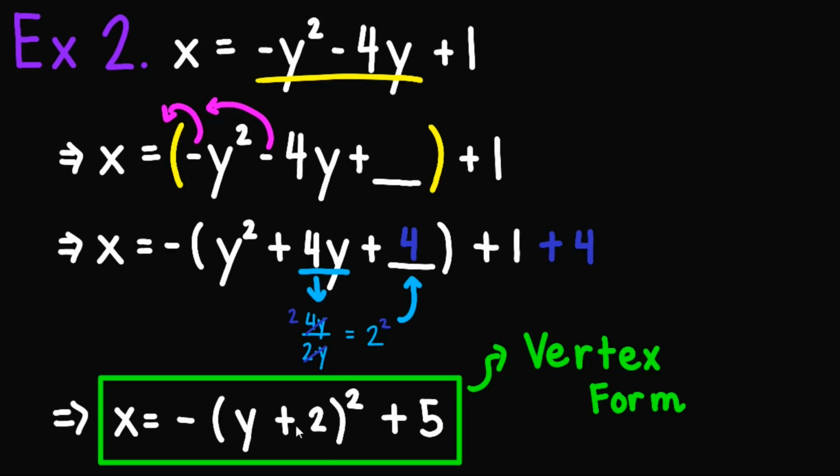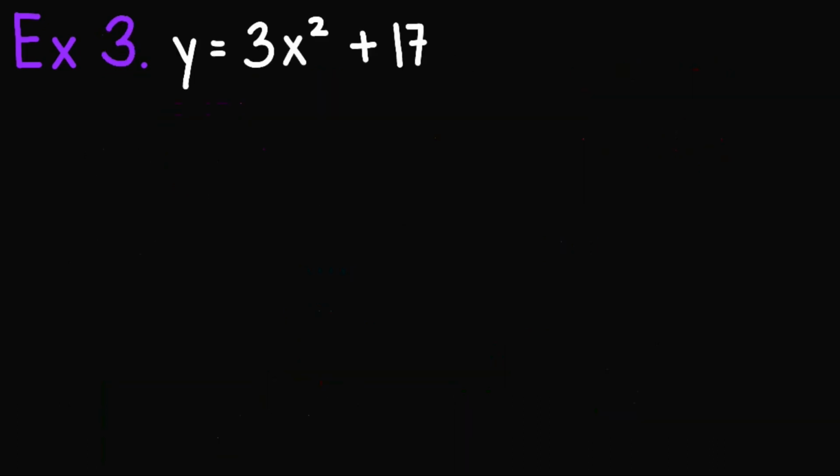Clearly, this one is of the form y equals a times x minus h squared plus k. And given this, we know that its vertex is given by, so we can write this as y minus negative 2. So we have negative 2 and 5. So that is the answer for this second example. I hope you got that one correctly. And let's now move on to the last example.